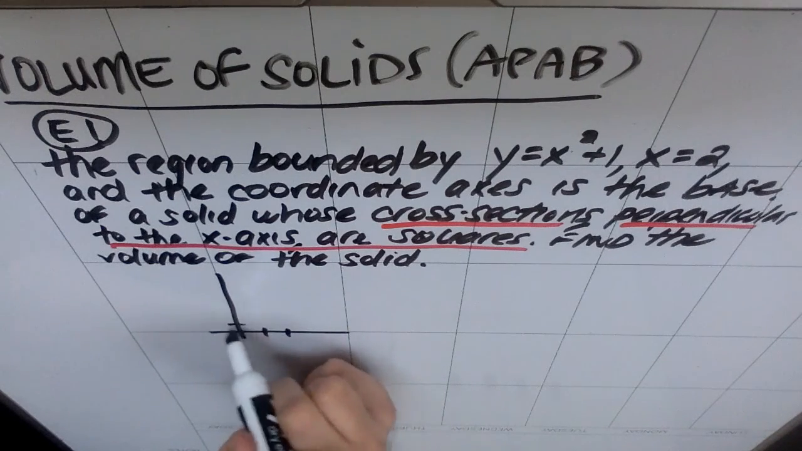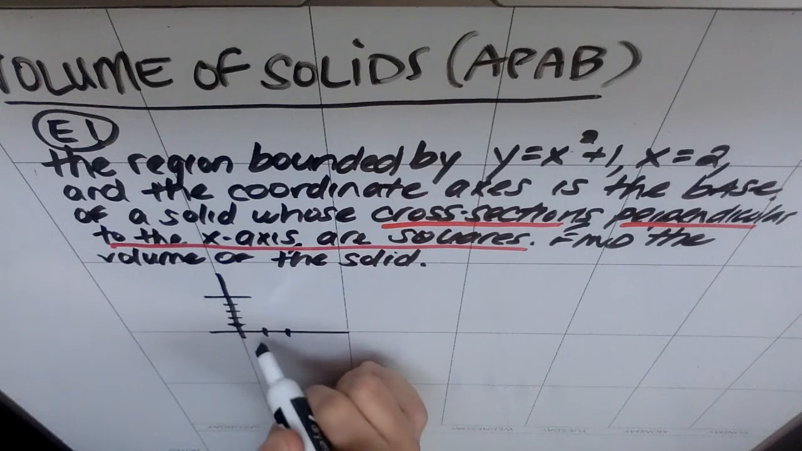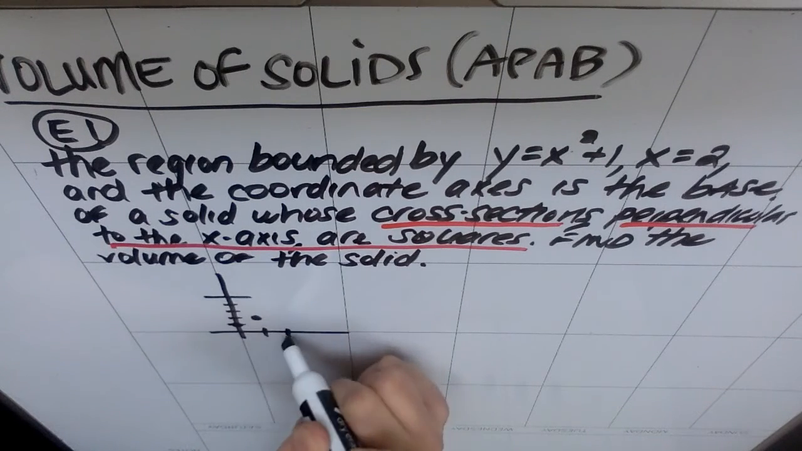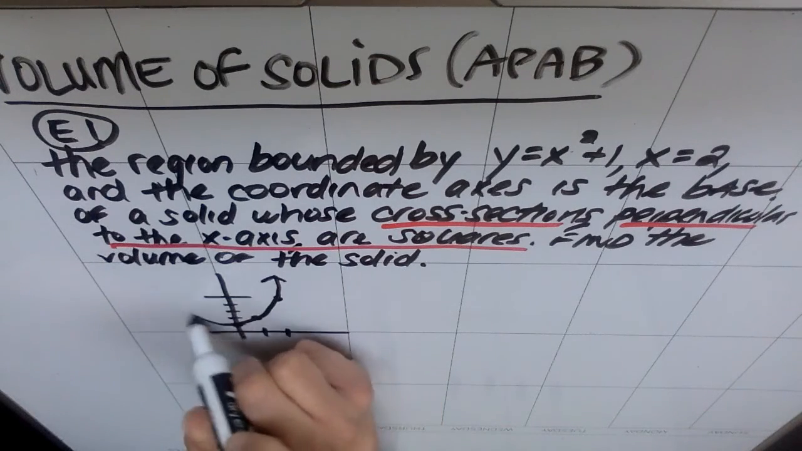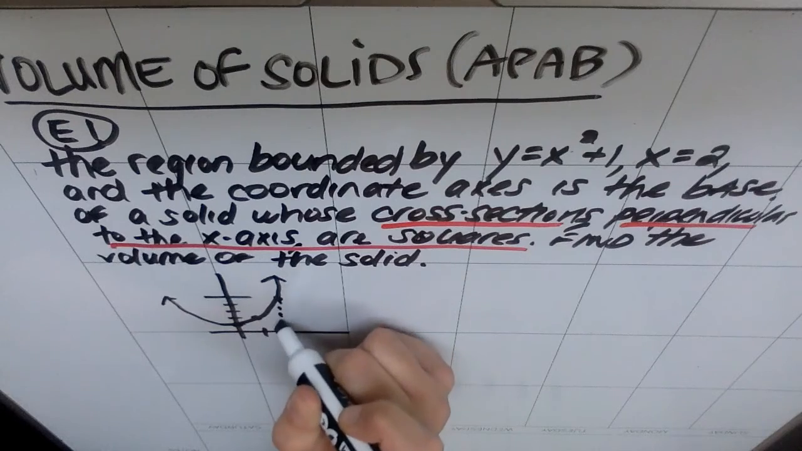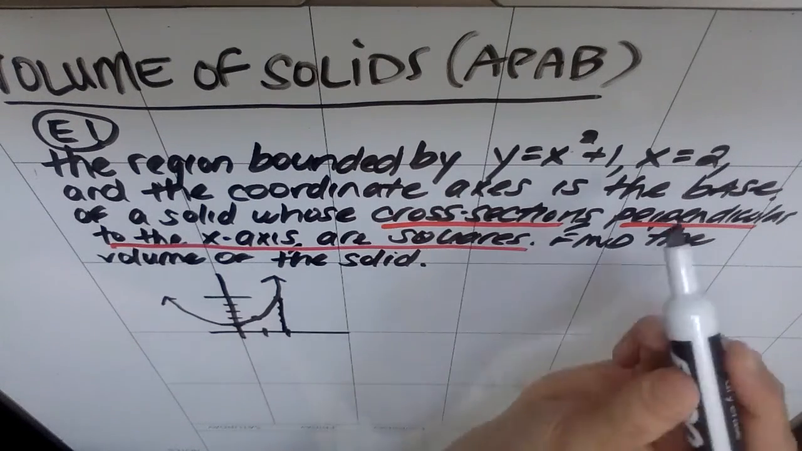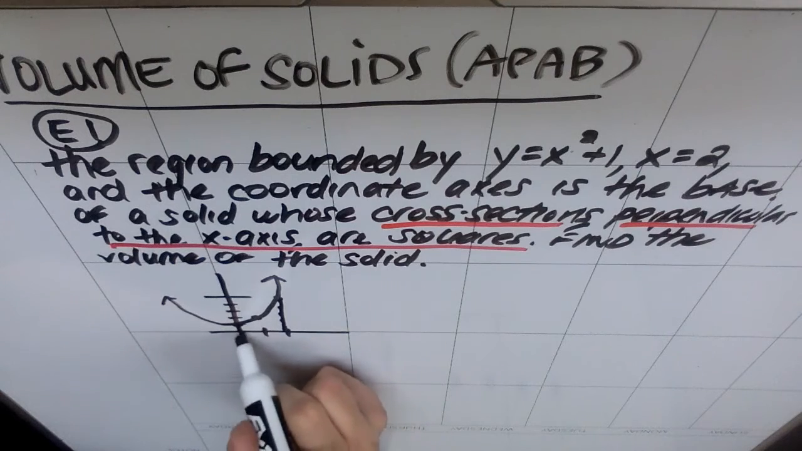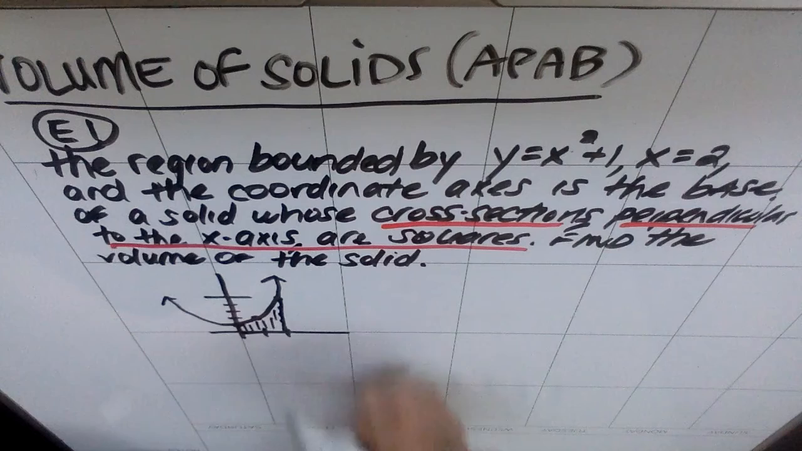So 1, 2, 3, 4, 5, right? So 0 squared plus 1 is 1, 1 squared plus 1 is 2, and 2 squared plus 1 is 5. So essentially, I'm looking at this parabola from 0, which is the y-axis, to 2, because they said x equals 2, and then I'm bound by the axes. So the area that I'm looking at is this shaded region right here, okay?